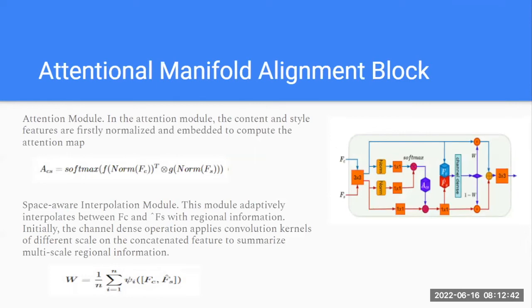Finally, the alignment. The attention manifold alignment block consists of an attention model and a space-aware interpolation model. The attention model generates the attention map A to rearrange the style feature. The space-aware interpolation squeezes the channel information to obtain the adaptive weight W, which is applied to interpolate between the content feature FC and the rearranged style feature.